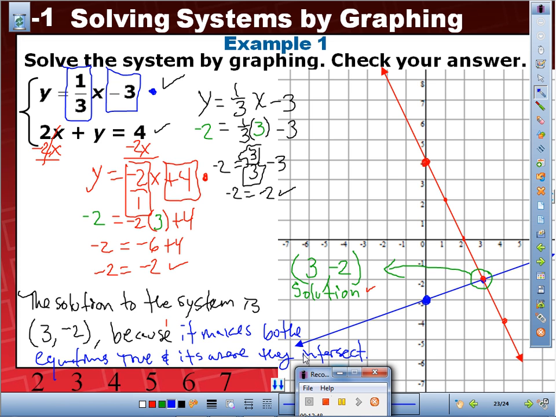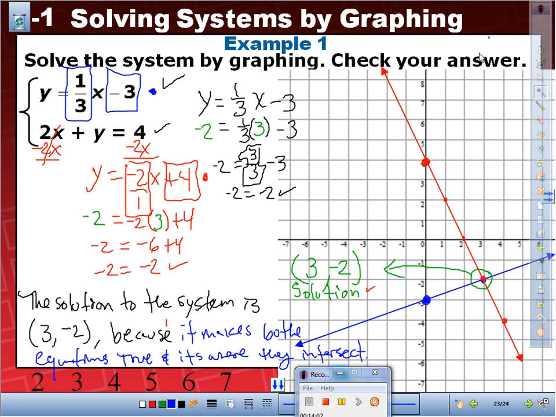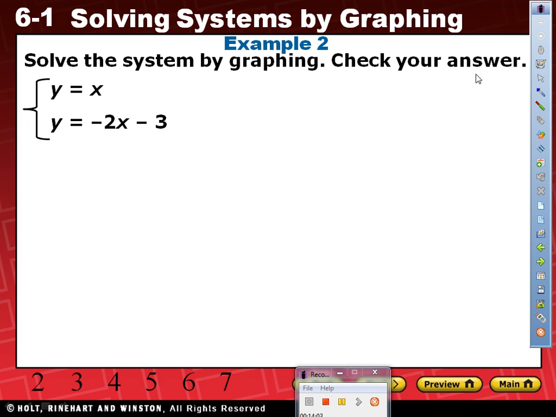All right, so this was only example 1. Copy this next one down, example 2. Now you can use the medium ones that are in the back, medium-sized graphs. Just turn it over. Example 2, here we go. Copy this down. It says, once again, solve and check.